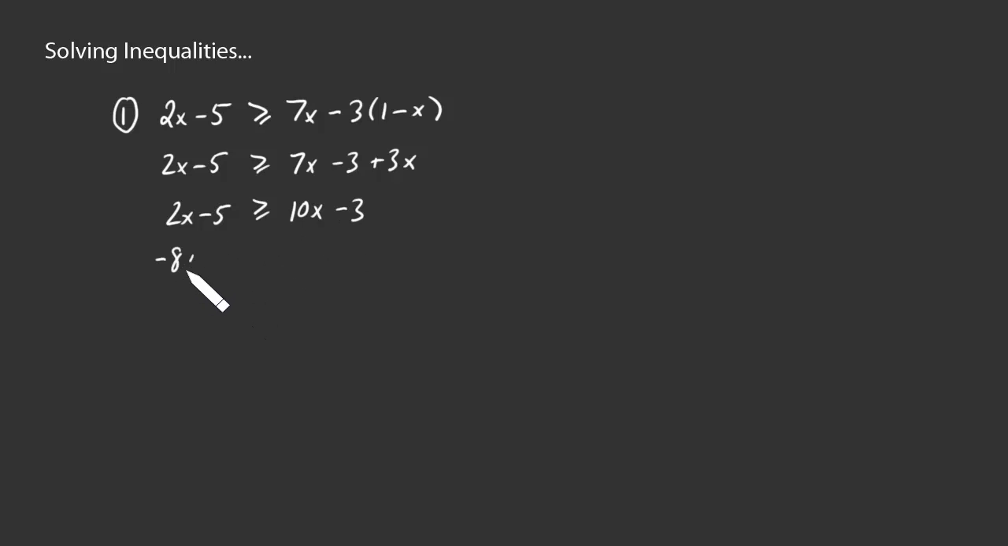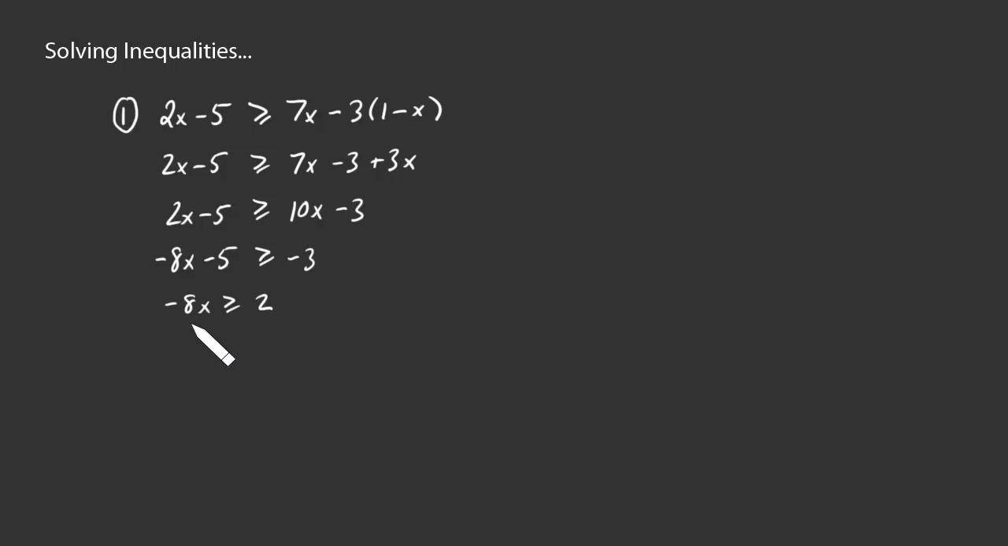That's going to give us negative 8x on the left minus 5 is greater than or equal to negative 3. Now you can see we only have one occurrence of x. We just have to undo what's happening to it. It's being multiplied by negative 8, and then you're subtracting 5 from it. Let's undo those things in reverse order. So adding 5 to get rid of the negative 5 to both sides, we'd have negative 8x is greater than or equal to 5 plus negative 3, or 2.